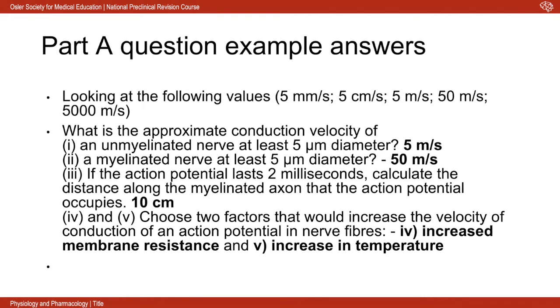And if the action potential lasts 2 milliseconds, calculate the distance along the myelinated axon that the action potential occupies. So this is just a simple speed, distance, time equation rearrangement. Choose 2 factors that would increase the velocity of the conduction of an action potential in nerve fibers. So an increase in membrane resistance, in terms of increasing the length constant and reducing the time constant, and also increasing the temperature, which also increases the rate of electrochemical diffusion of the ions. So therefore that would increase the rate of conduction velocity.